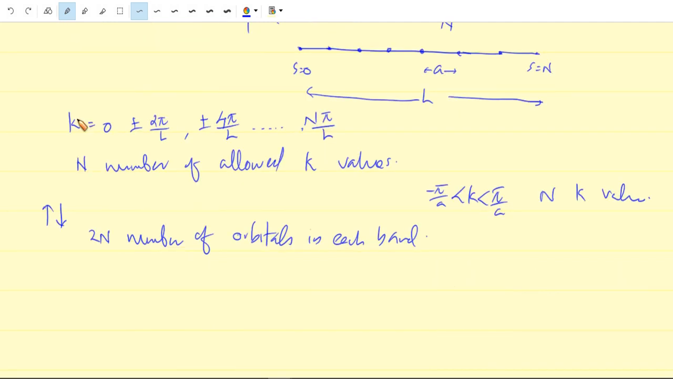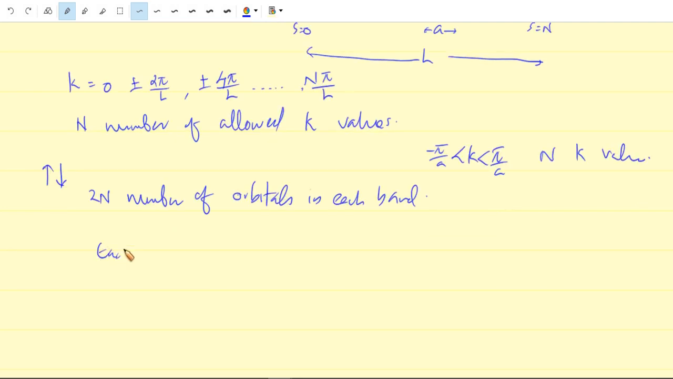Now let's consider if the primitive cell contains a single atom with one valence electron. So each primitive cell contains one atom with one valence electron. So there are n valence electrons in the crystal. But we know that there are 2n orbitals in each band. N electrons and 2n orbitals. So each band can be half filled with electrons.